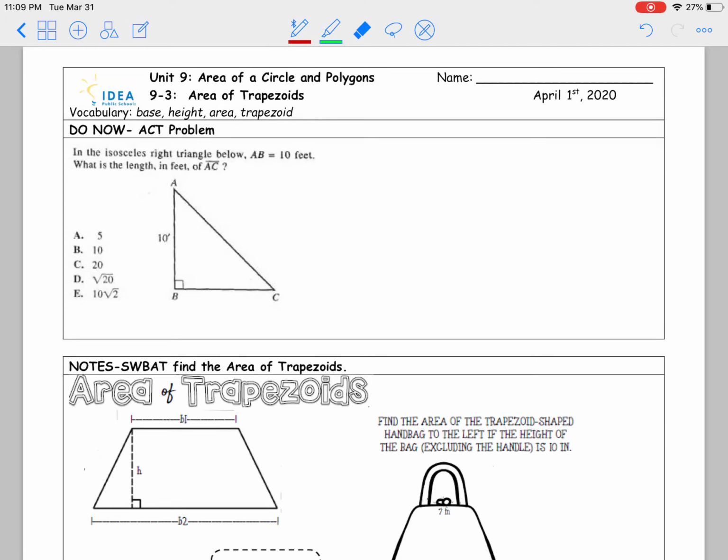Hey guys, in this video we will be reviewing the lesson 9-3, area of trapezoids. Let's begin by completing our do-now problem.